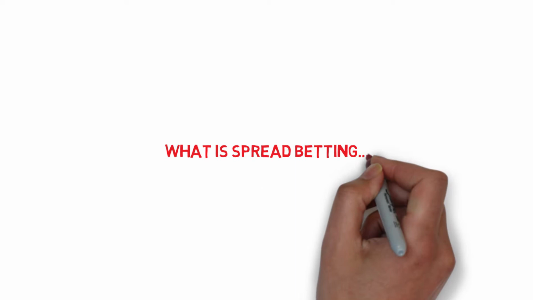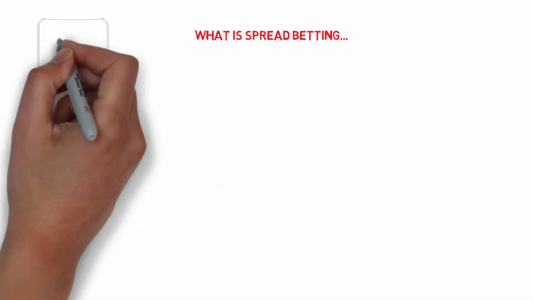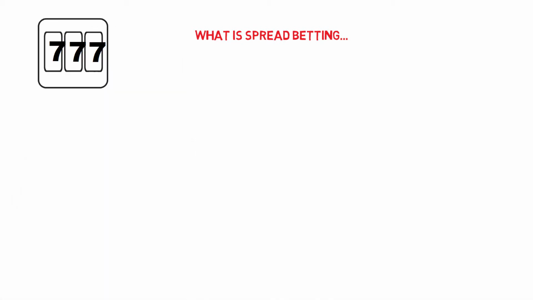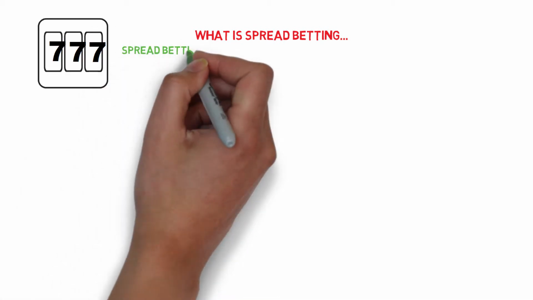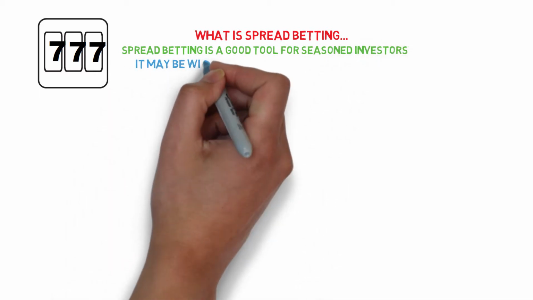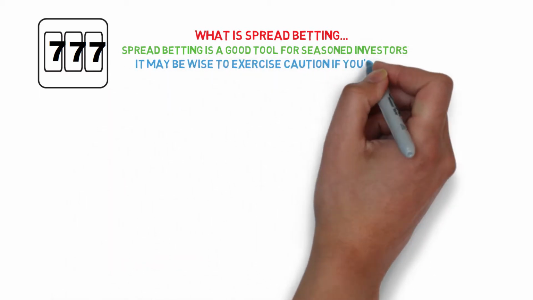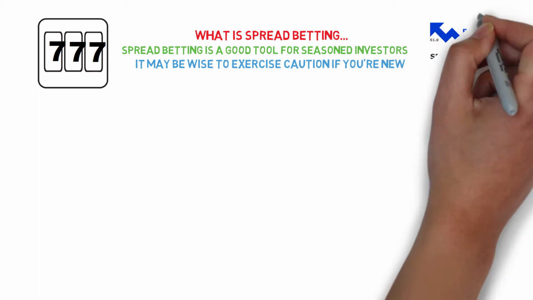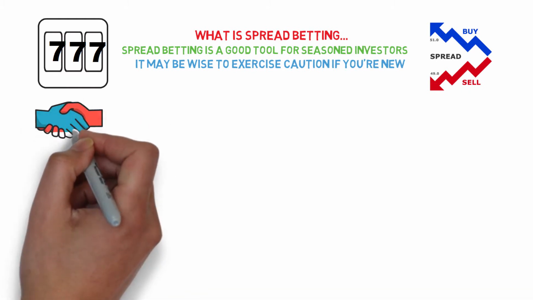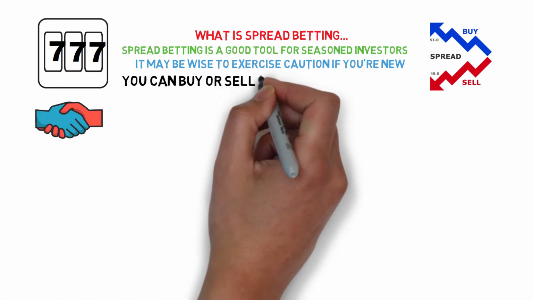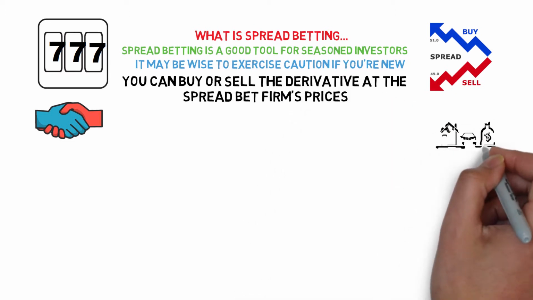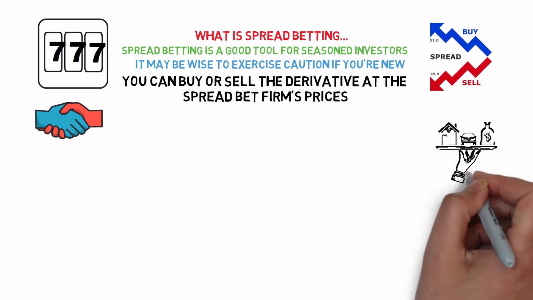What is spread betting? Spread betting, as the name suggests, involves spreading your bets across multiple assets and financial markets. I believe spread betting is a good tool for seasoned investors, but it may be wise to exercise caution if you're new to the world of finance. Spread bets allow you to trade the movement of underlying assets using derivative contracts. Because you can buy or sell the derivative at the spread bet firm's prices, it feels as if you're investing in shares and other assets directly.